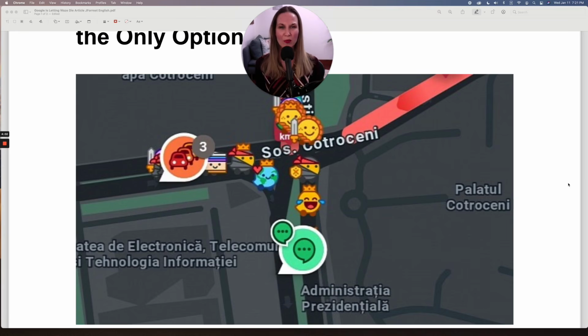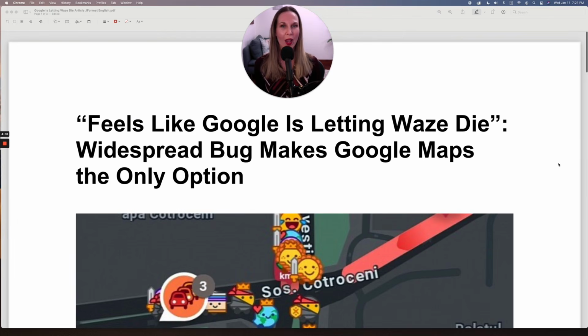Hello, and welcome to our article today. As you can see, we're talking about the navigation app Waze. Let's read the headline. Feels like Google is letting Waze die. Widespread bug makes Google Maps the only option.